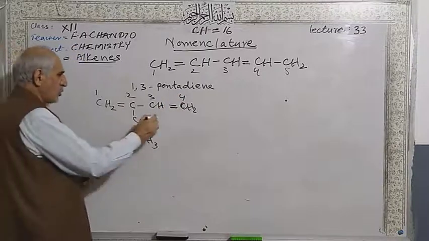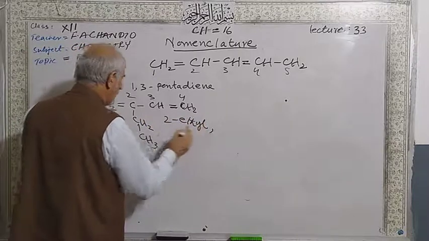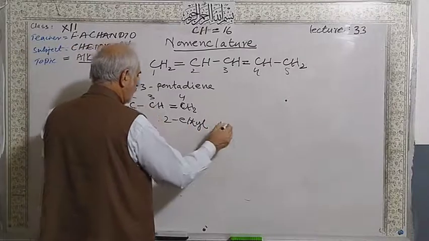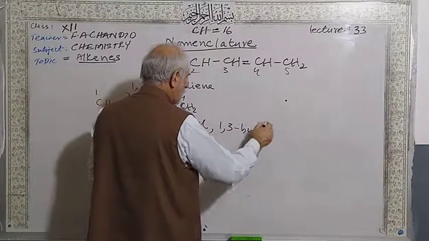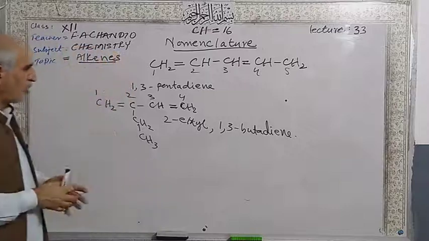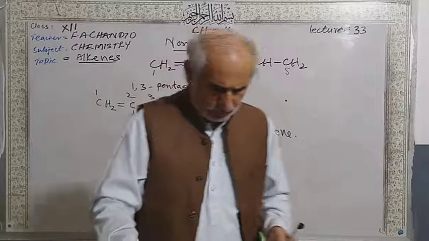2 carbons, so 2-ethyl-1,3-butadiene. 1,3-butadiene. This is given in your book.